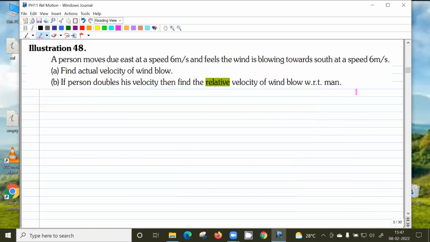Now it will become interesting. A person is moving due east at 6 meter per second, and feels wind blowing towards south, speed 6 meter per second. Find actual velocity of wind. If the person doubles his velocity, find relative velocity of wind with respect to man. So try this one. We'll draw a figure first.